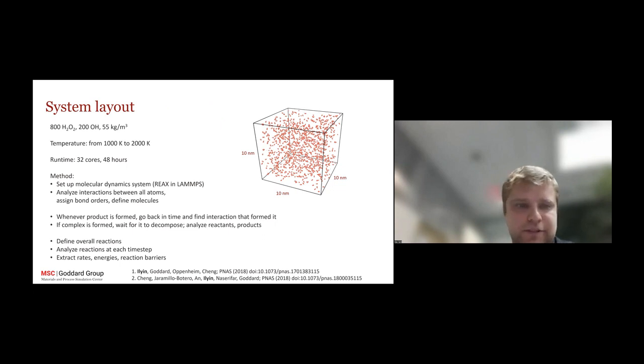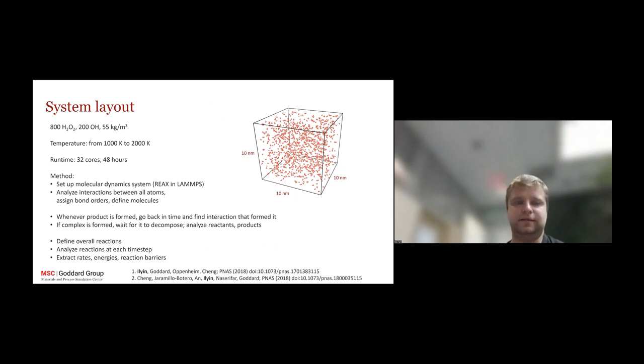And then after setting up the molecular dynamics simulation and analyzing all the interactions between the atoms and assigning bond orders and defining molecules, whenever a product was formed, like I showed in the previous slides, I would be able to go back in time and find the interaction that formed it. And these were all individual labeled interactions. So each one of these interactions had a number, each atom had a number, and each molecule had a number.